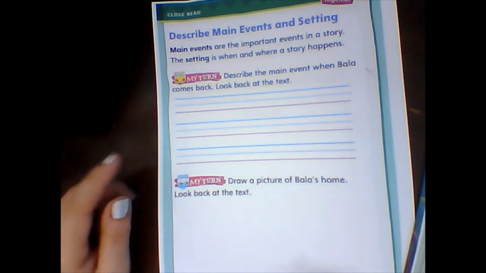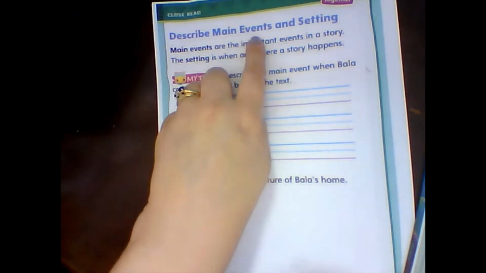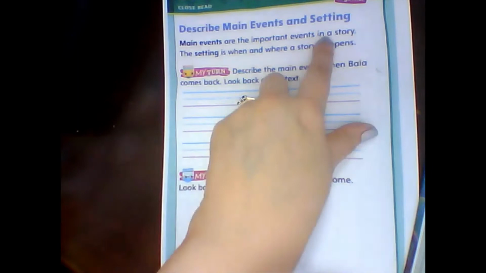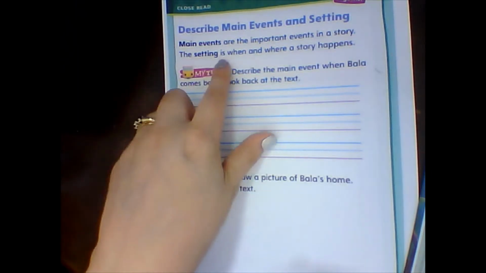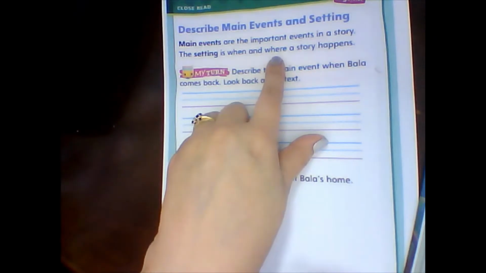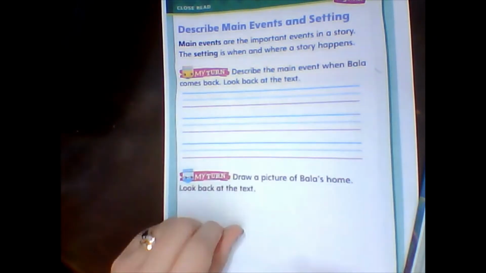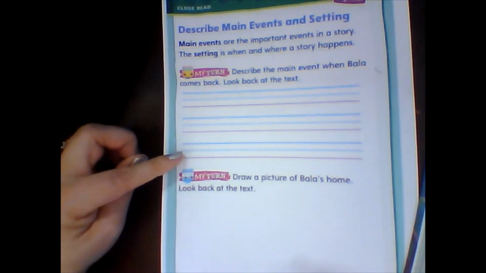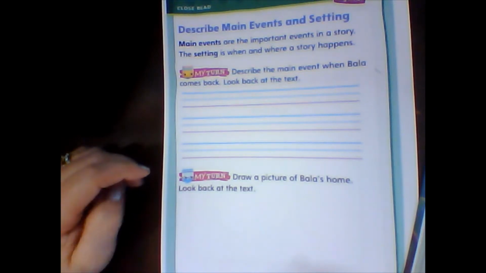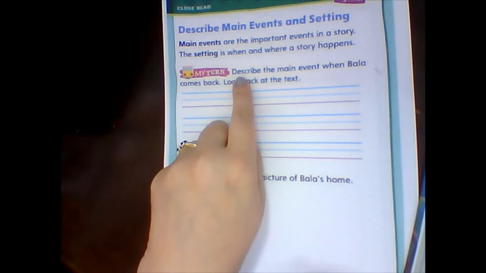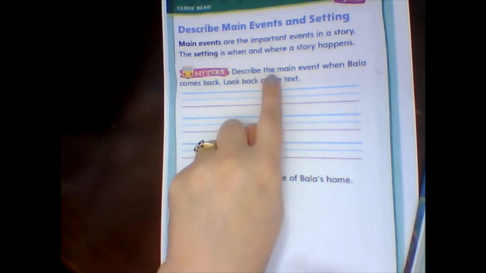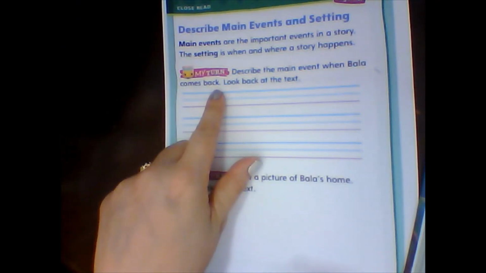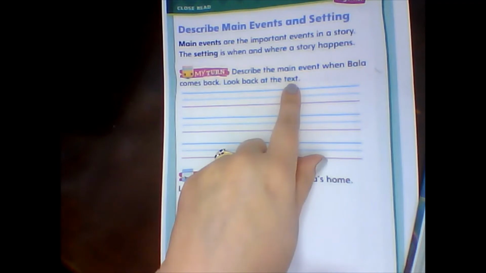Okay, so we have here, describe main events and setting. Main events are the important events in a story. The setting is when and where a story happens. This is your turn. This is where you're going to write here on these lines, and you're going to tell me what happened. This is the main event that we're going to talk about. Describe the main event when Bala comes back. Look back at the text.